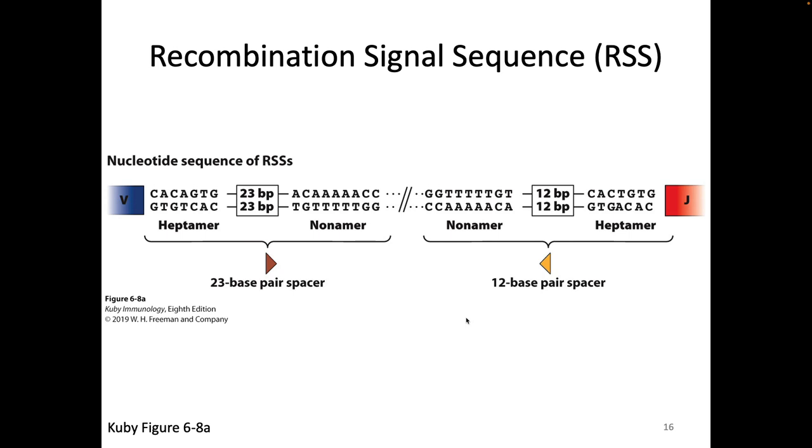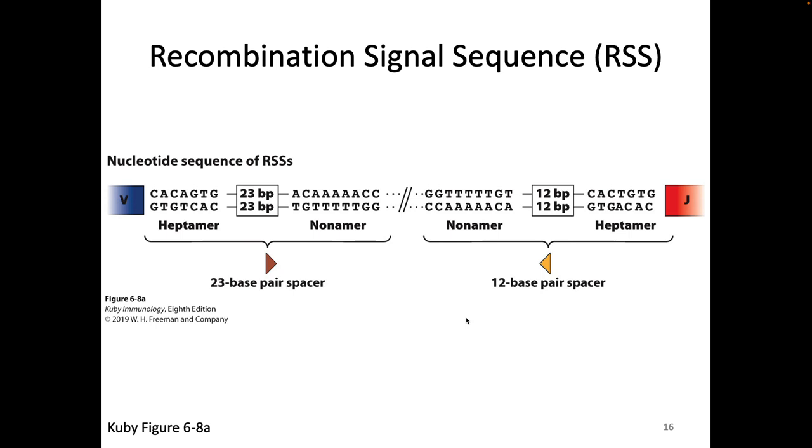This is DNA that we are cutting and pasting. So really, our only option for a label is a specific sequence. So all of our mini gene segments that we are going to recombine have specific label sequences next to them. They are known as recombination signal sequences, or RSSs.